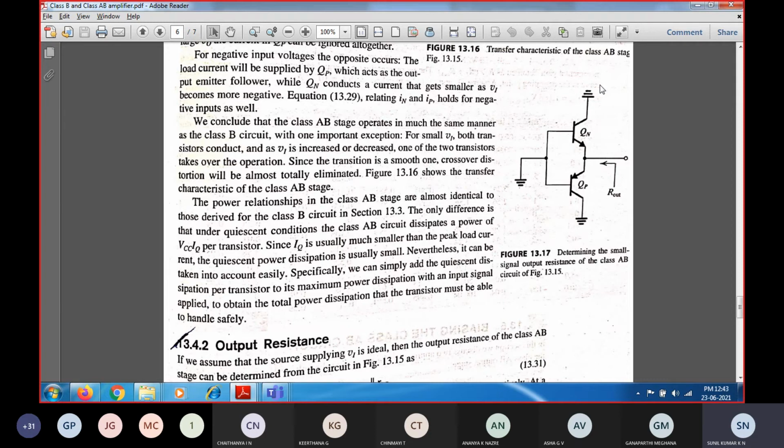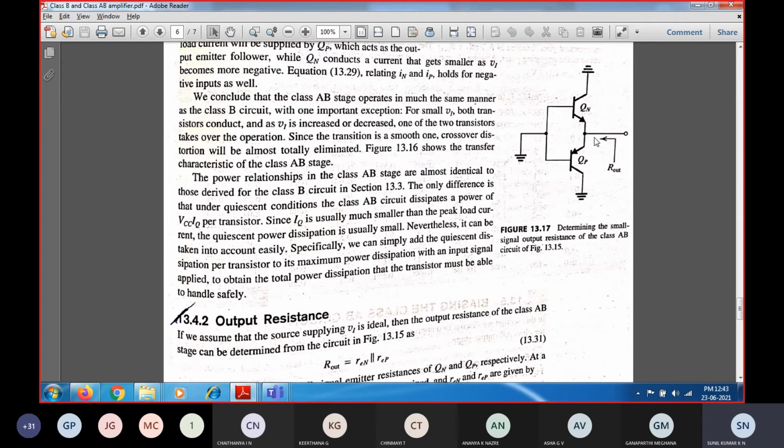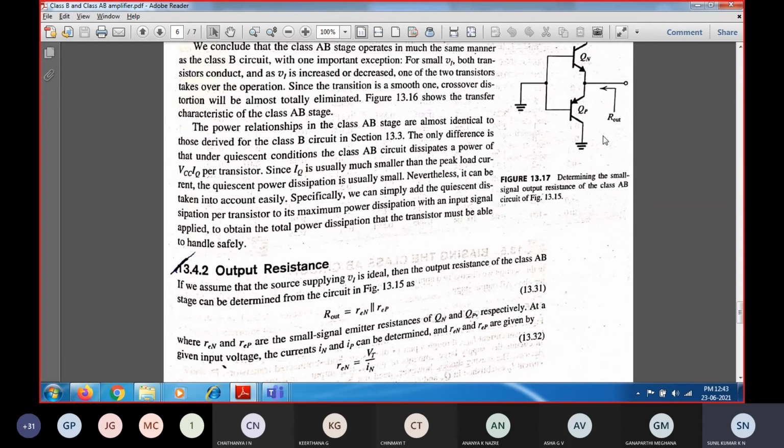So what are we going to do? We are going to remove all the DC quantities and make them signal ground. The DC power supplies, everything, we have removed. Even VB1 as well as VB2, because the positive power supply has been removed, and the input signal source is also considered zero. Both DC supply sources reduce to zero, and you are only going to look from the output side with a test voltage across the output, and then find what equivalent resistance you observe here.